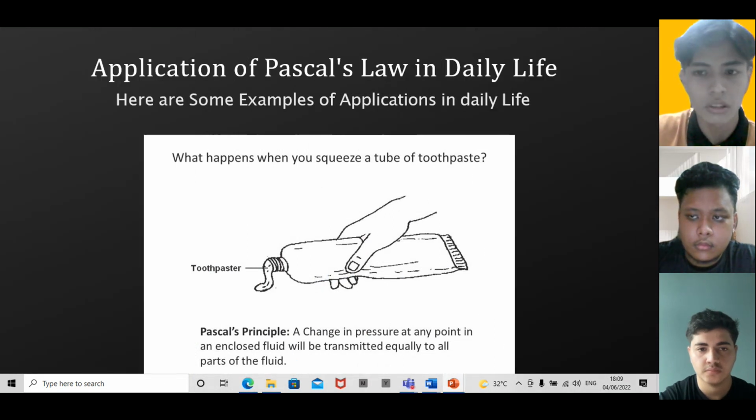I will give an example of Pascal's law in daily life. For example, toothpaste. According to Pascal's principle, a change in the pressure at any point in the enclosed fluid will be transmitted equally to all parts of the fluid.